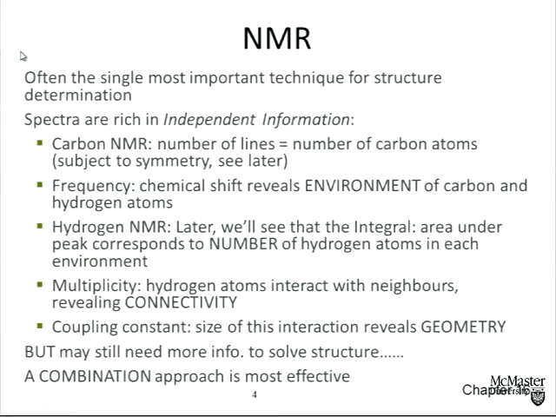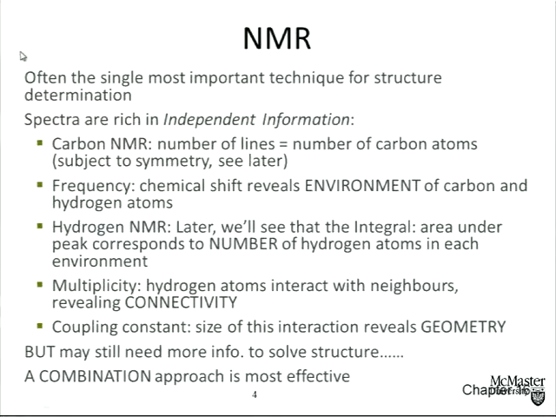Often NMR is the most important technique for structure determination, and in carbon NMR, the number of lines equals the number of carbon atoms, but there is one exception, and that is subject to symmetry. So if there's symmetry in the molecule, two carbon atoms in the same environment that are symmetrically related give a signal at the same chemical shift, because chemical shift tells us about environment, and we'll talk about that later.